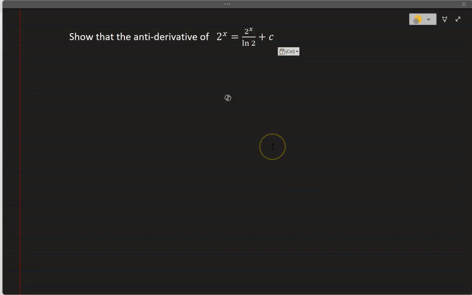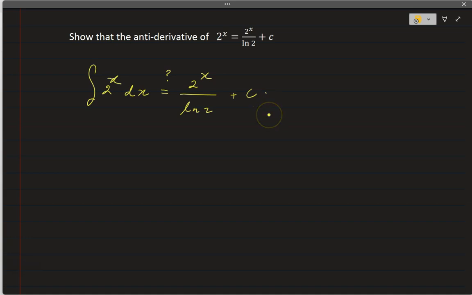We just have to go ahead and take the derivative of the second term, right? But before doing that, I just want to make sure that the notation is right. So this is what we're looking at. The antiderivative, which is the integral of 2 to the x dx, we want to show that is equal to 2 to the x over ln of 2 plus c. All right, so simple as that, and we just have to go and take the derivative of the right-hand side, and let's go ahead and do that, knowing that ln of 2 is just a constant.